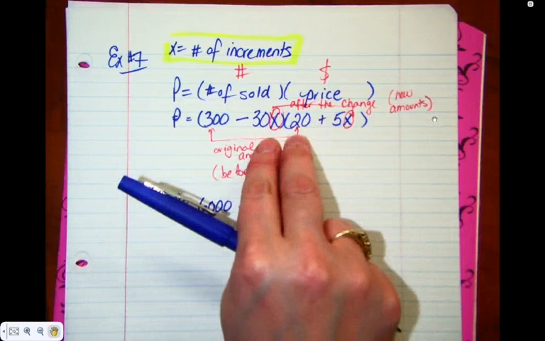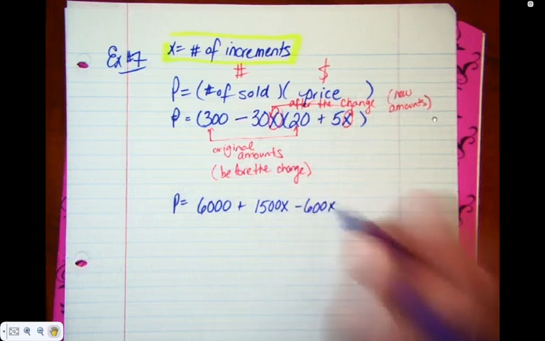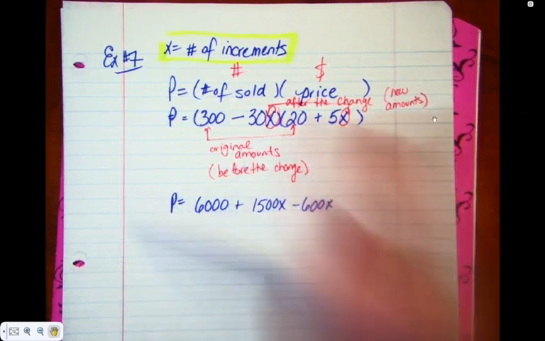Inside, negative 30x times 20, negative 600x. And last I have negative 30x times positive 5x.